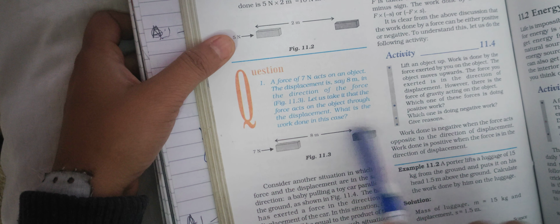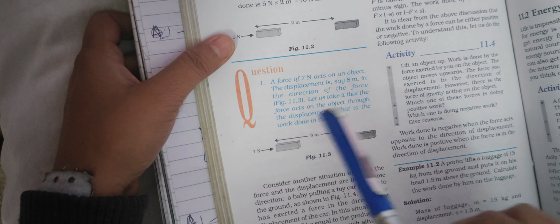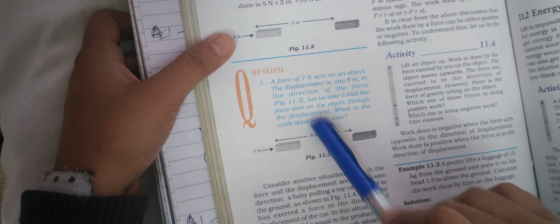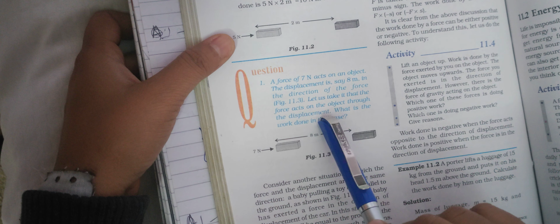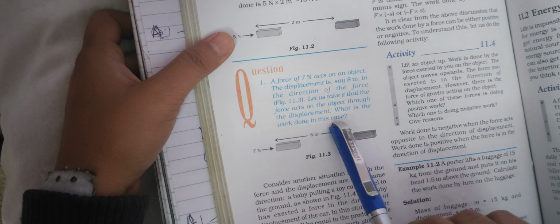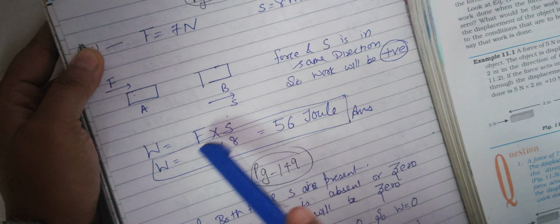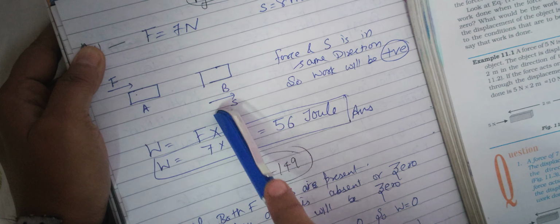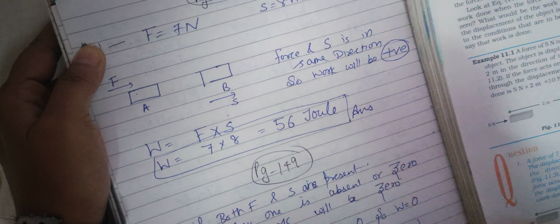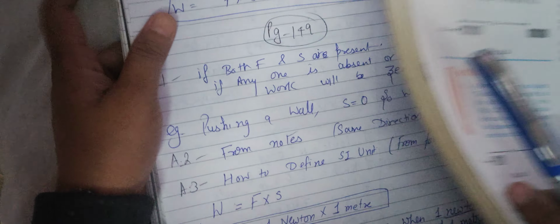Displacement and force are in the same direction, so you will apply work is equal to force into displacement. Now what will be the work in this case? Force into displacement, they are in the same direction, so it will be 7 into 8, 56 joule. Now come to the next page, that is 149. So this is page number 149.